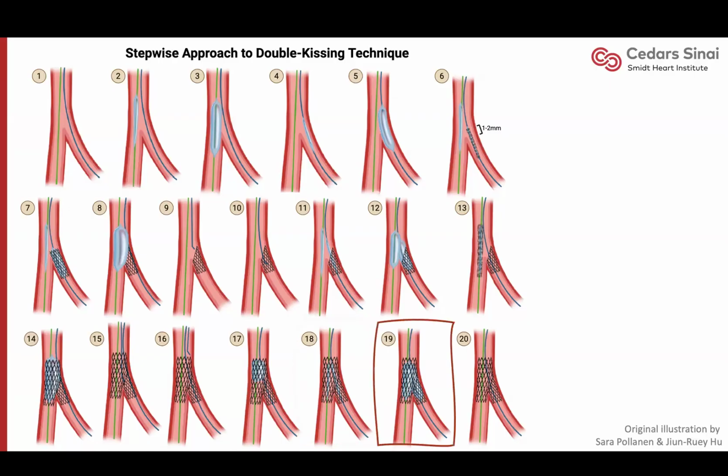Finally, perform post-dilation once again of the proximal main branch for proximal optimization using a balloon size 1:1 to the proximal main vessel. That's not shown here. And then you'll perform an angiogram for final assessment.